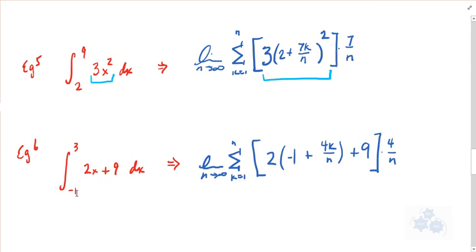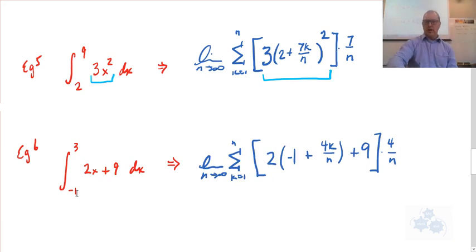All right, so here's the answer for example 6. That's what it looks like. And hopefully, again, you're able to recognize the function in there. 2 times, here's x, plus 9. And x is going to be a plus (b minus a) over n times k.